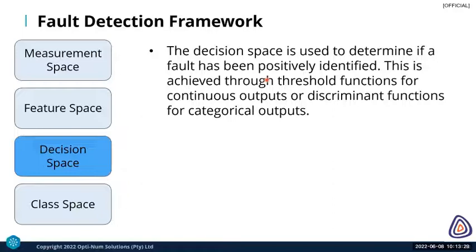Once we have the model that encodes the domain knowledge, we can then move into the decision space. The decision space is basically used to determine if the fault has been identified. For continuous output, we usually use threshold functions. Or if it's a categorical type of output from the model, we classify this using discriminant functions.